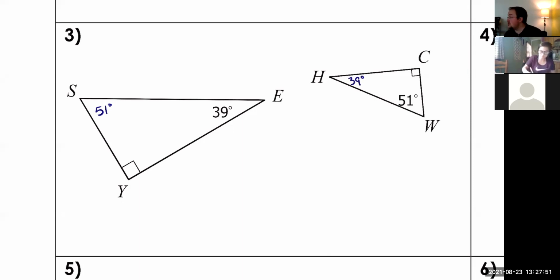Again, we only need 2 sets of congruent angles. We now have all 3. So we can say yes, triangle, make sure I get this right here, SEY is similar to triangle WHC.